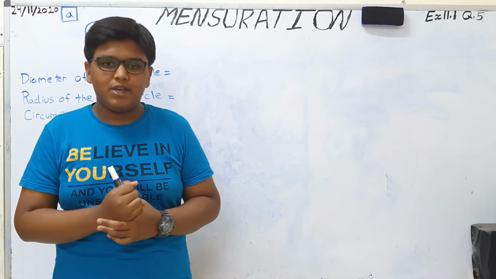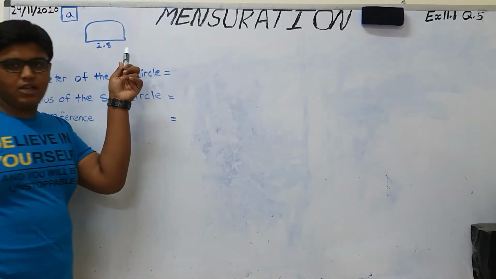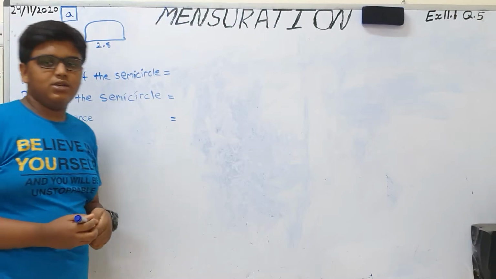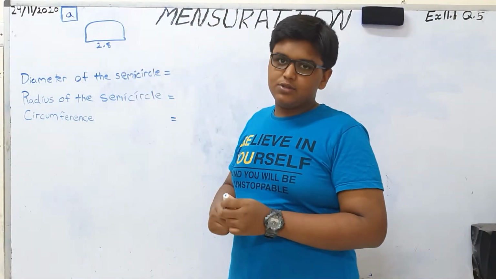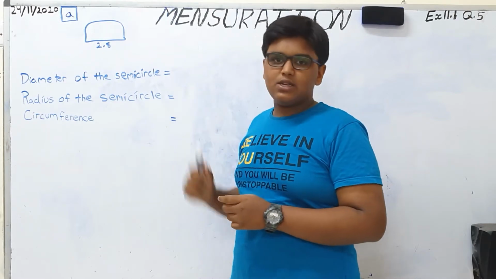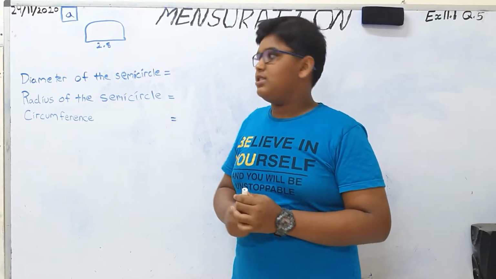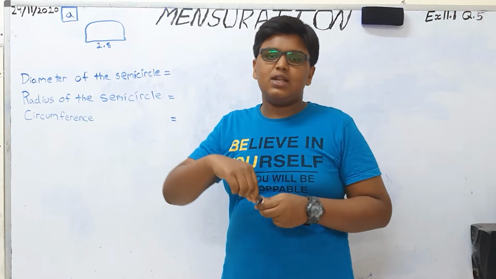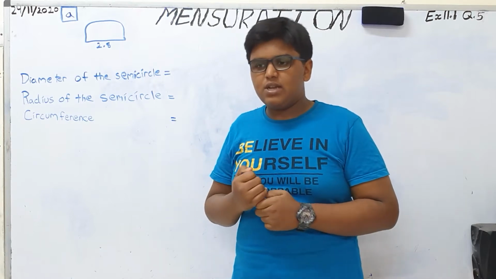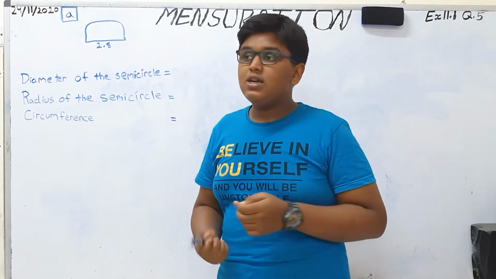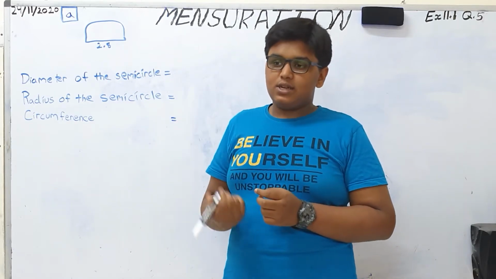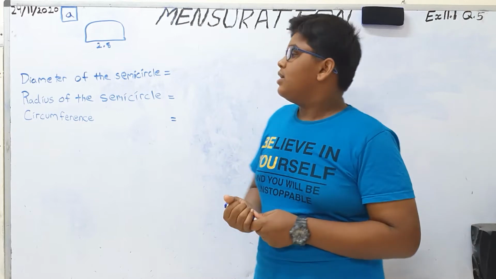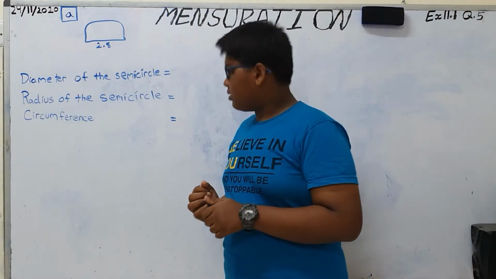C equals 2 pi r, but we have a semicircle here. So the semicircle circumference is equal to pi r, because the circle has the circumference 2 pi r. Then the half of the circle has the circumference pi r. Now let's go to the question.